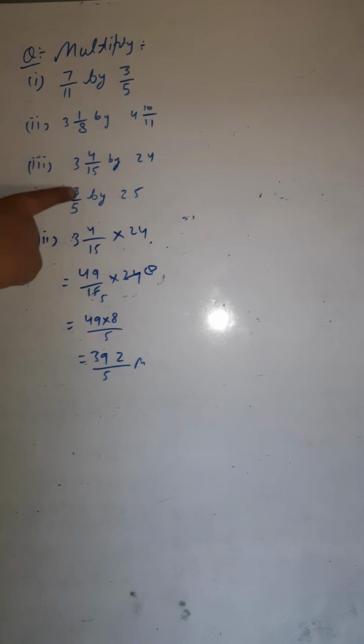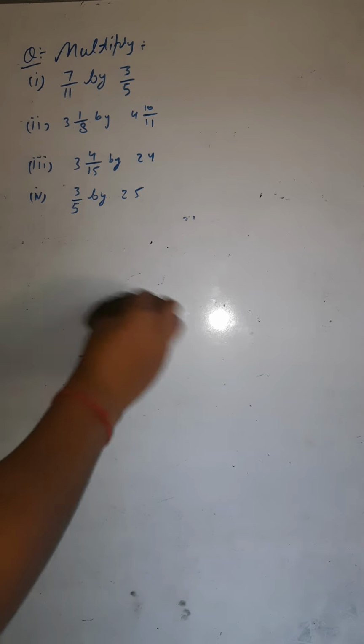Fourth question is what? 3 by 5 multiply 25. 3 by 5 multiply 25. 5 and 25 you can cut this. So you do it on your own. Okay, let me tell you this one also.